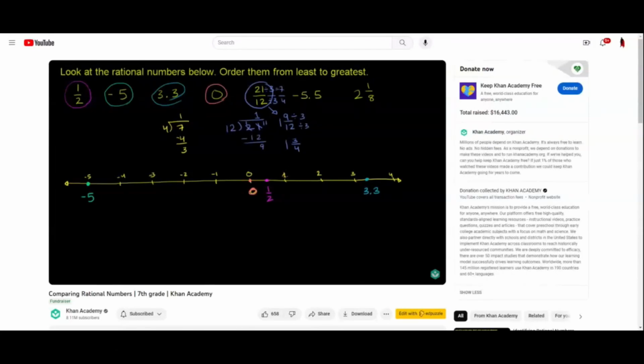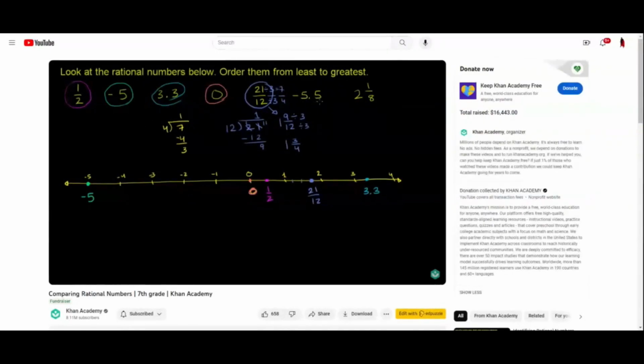So going back to where we plot this: it's 1, and then we have 3/4. So we're going to go 3/4 of the way. This is halfway. This is 1/4, 2/4, 3/4 would be right over there. So this is our 21 over 12, which is the same thing as 7/4, which is the same thing as 1 and 3/4. And then we have negative 5.5.